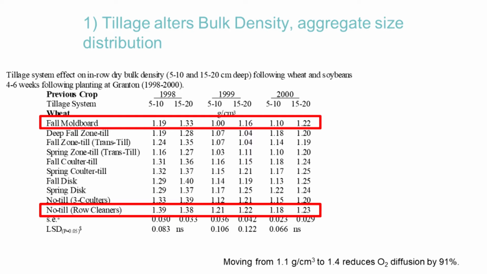Another example here is that moving from 1.1 grams per centimeter cubed bulk density to 1.4 grams per centimeter cubed bulk density reduces O2 diffusion by 91%. And that's important because roots need oxygen to respire. For them to function effectively, they need oxygen, and so in low oxygen environments, they don't do as well. And so this is just an example. You can see in 1998, the 5 to 10 centimeter soil layer, that was approximately the type of change we were seeing in reduction in oxygen diffusion.